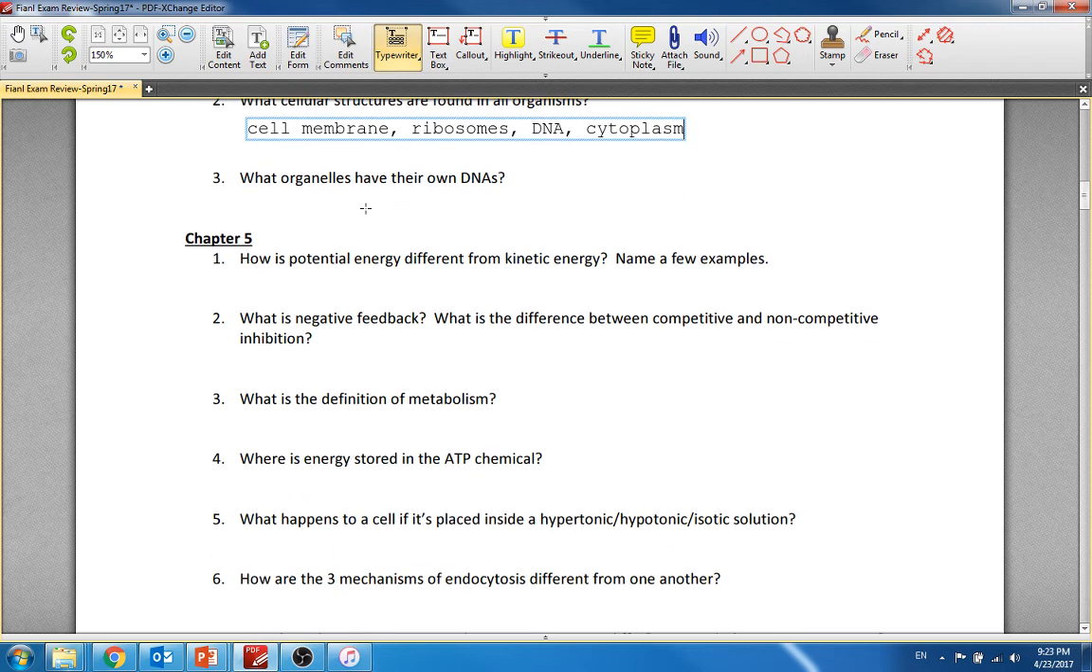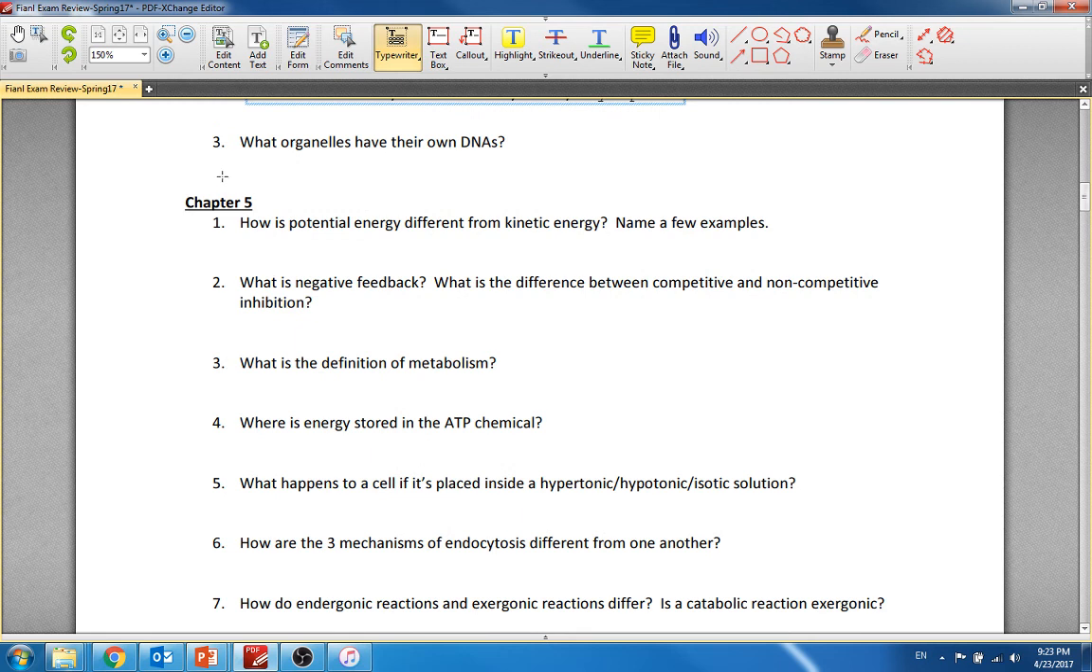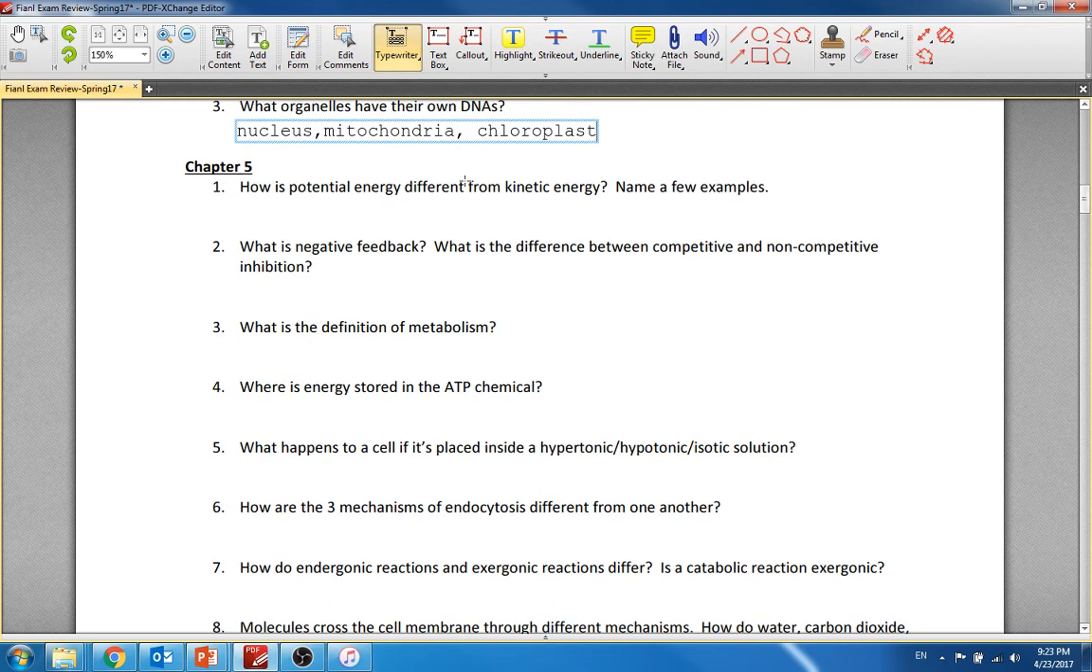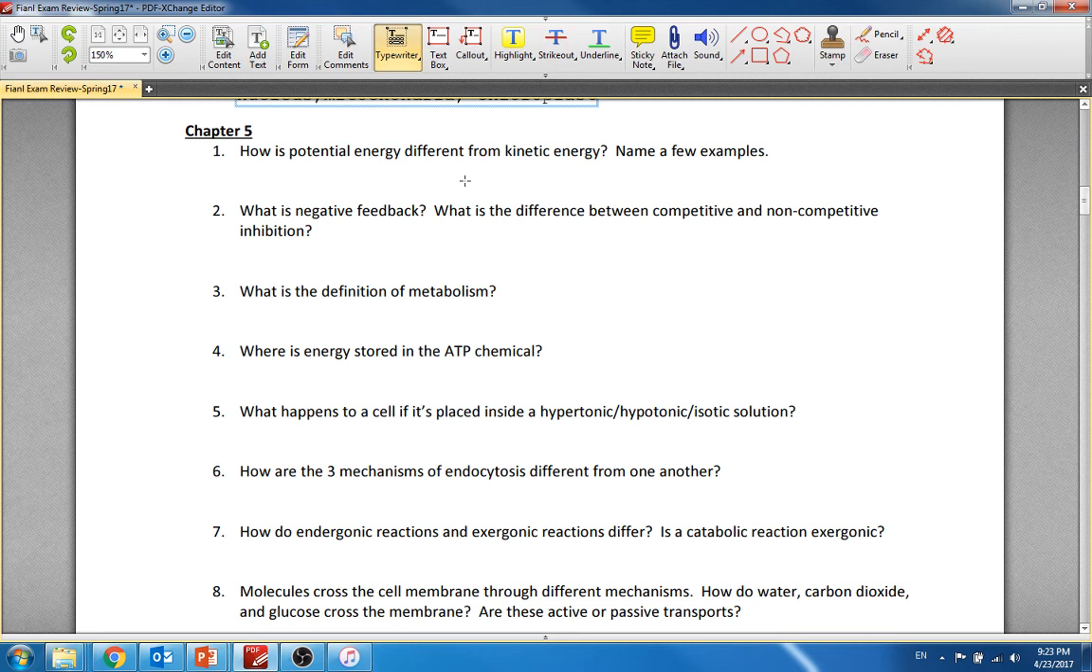All the other structures can be found in some organisms, but not the others. Number 3, what organelles have their own DNAs? So first, the nucleus has DNAs, and then remember that mitochondria and chloroplasts used to be free-living bacteria, at least according to the endosymbiosis theory, and they both have their own DNAs as well. So 3 organelles: the nucleus, mitochondria, and chloroplast.